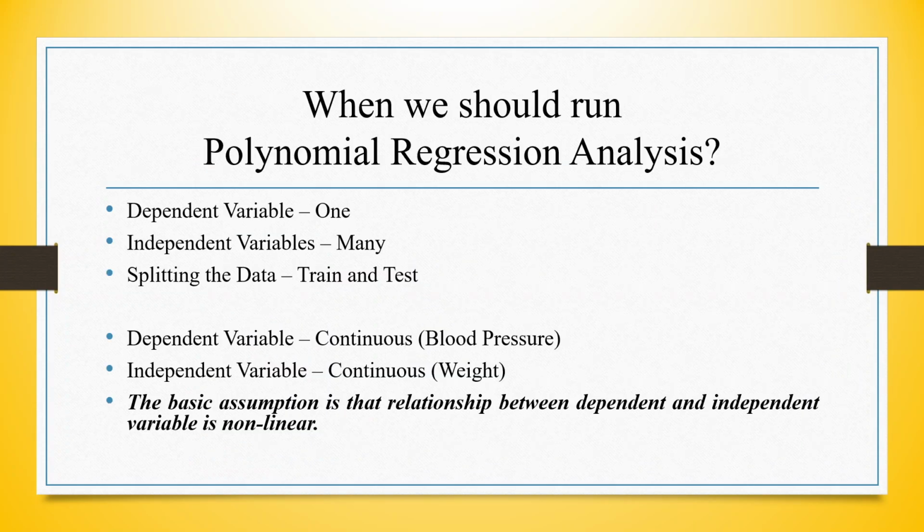So, in case of polynomial regression analysis, our basic assumption is that the relationship between dependent and independent variable is non-linear. There is one dependent variable and there can be many independent variables, but it is necessary that dependent and independent variable both are on continuous scale. The example of the continuous scale is blood pressure, weight, and height.